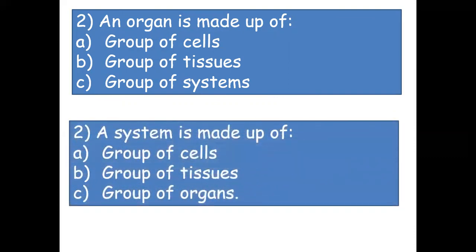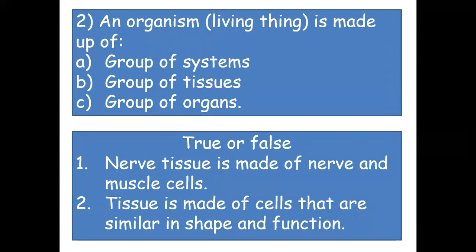Now, a system is made up of a group of cells, a group of tissues, or a group of organs. In the system, there are different organs. There are many organs. So a system is made up of a group of organs. Now, an organism, by which we mean a living thing, is made up of a group of systems, a group of tissues, or a group of organs. Okay, an organism is made up of a group of systems having different functions.